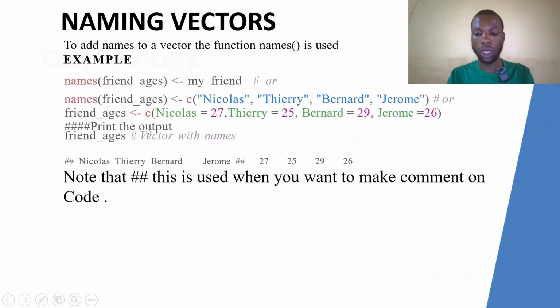So if it is equal, we will use the names where we put the friend's age equal to my friend. Or you can use friends' names, you can say friend's age, and then you say concatenate, and then you type it the way you want. But this is the best way we can use when we are trying to focus on those kinds of things. And then another way we can do here is to print the output to see what happened.